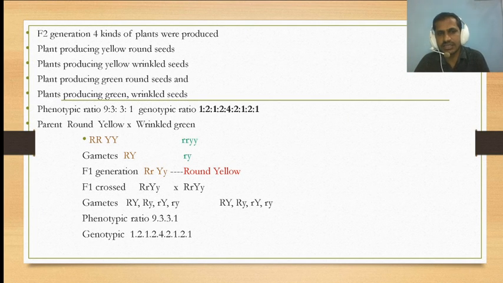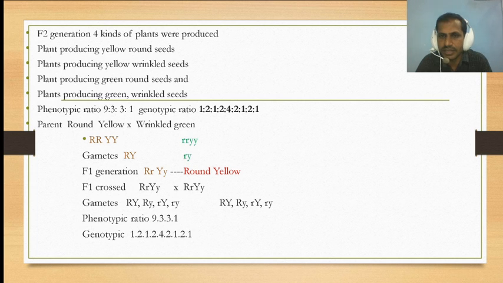Next, in the F2 generation, four kinds of plants are produced. Plants producing yellow round seeds. Plants producing yellow wrinkled seeds. Plants producing green round seeds. Plants producing green wrinkled seeds. So after completing this F2 generation, the yellow round plants and green wrinkled plants, with two sets of characters, are able to produce four sets of offspring: plants which produce yellow round seeds, yellow wrinkled seeds, green round seeds, and green wrinkled seeds.